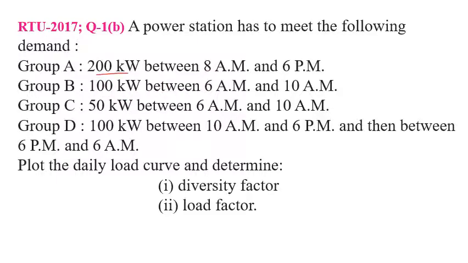For group A, 200 kilowatt is given between 8 am and 6 pm. For group B, 100 kilowatt is given between 6 am and 10 am. For group C, 50 kilowatt is given between 6 am and 10 am, and for group D, 100 kilowatt load is given between 10 am and 6 pm, and then between 6 pm and 6 am. So we have to plot the daily load curve and determine the diversity factor and load factor.